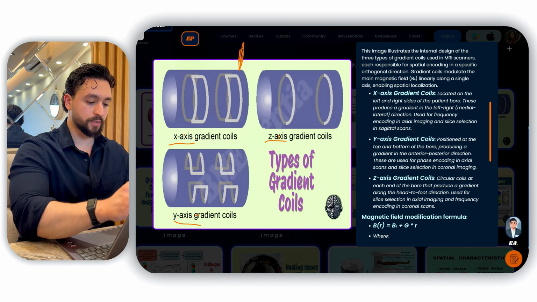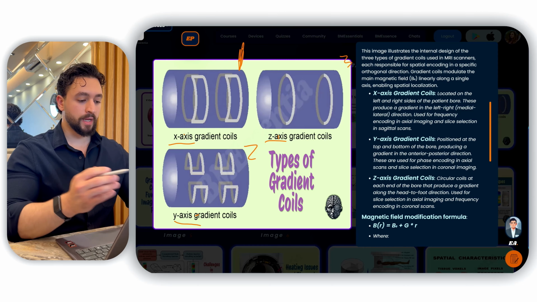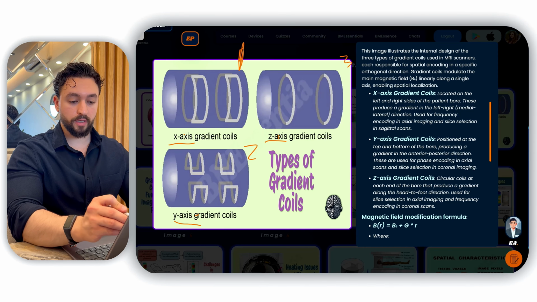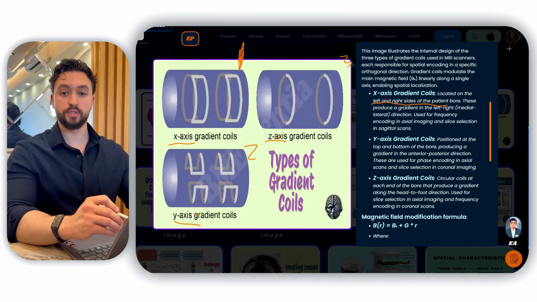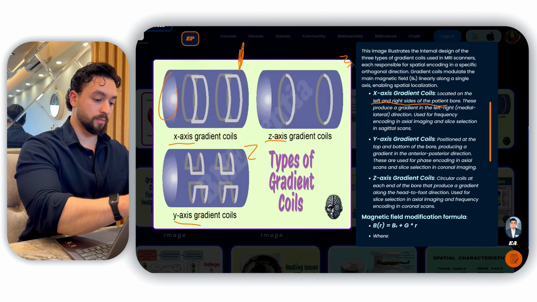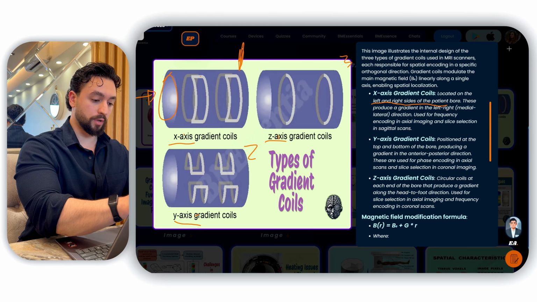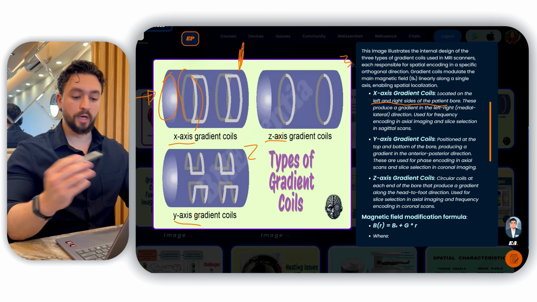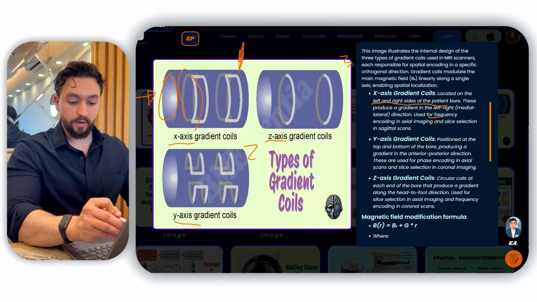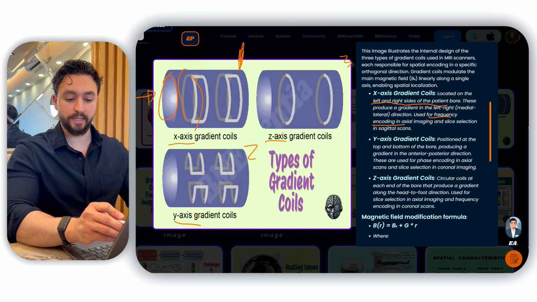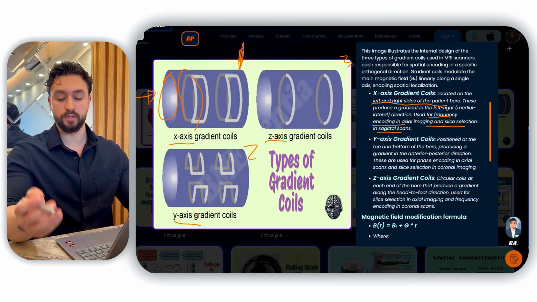So let's go for x, y, and then z. As you can see, x-axis gradient coils are located on the left and right sides of the patient's bore. So this is the bore. You're looking at it from this view over here: you have gradient coils on the left side and gradient coils on the right side, and they are used for frequency encoding in axial imaging and slice selection in sagittal planes.